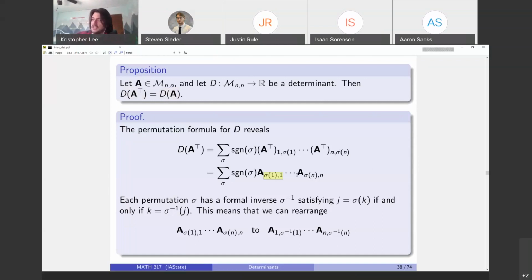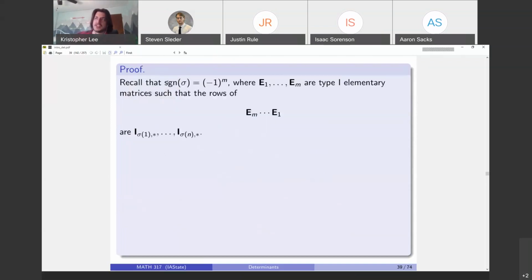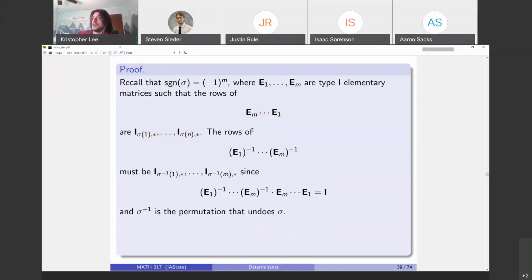So we replace all of these with sigma inverses. So now we need to turn this into a sigma inverse. And why would that be true? Well, let's remember what this is. This gives me -1 to the m, where that's a number of type 1 row elementary matrices, so that the product of these has those as its rows. All right, well, the inverse of this then must have those as its rows, since if I take the product of all of them, I got to get to the identity matrix.